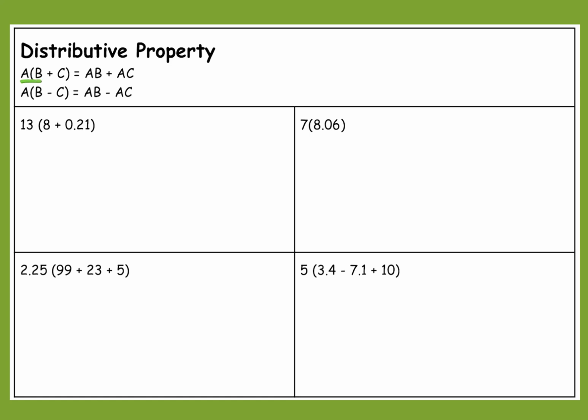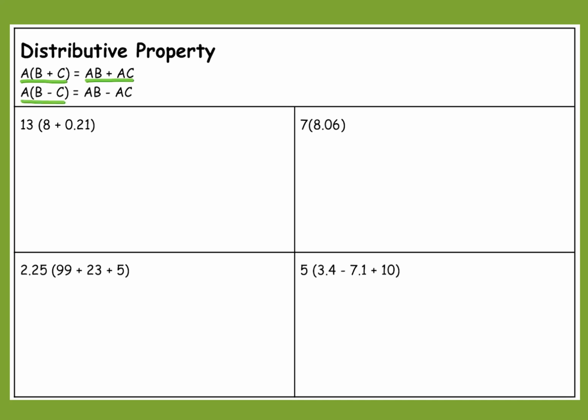Distributive property. When you have a factor that is being multiplied by the sum of numbers, you can share that factor with each number. We share by multiplication. So here we have A times the sum of B and C, which will give us A times B plus A times C. We always want to make sure to pay attention to the sign.